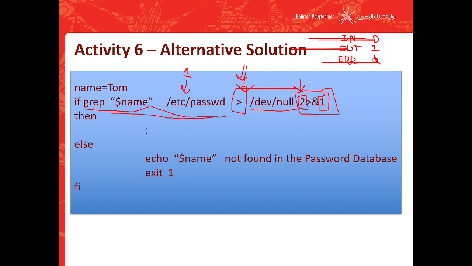Dev null is like a shredder, and if there's an error while you're running any command, just change it to standard output so the error never happens. Okay, and then exit 1 is just to exit from the script. Okay, that is done.